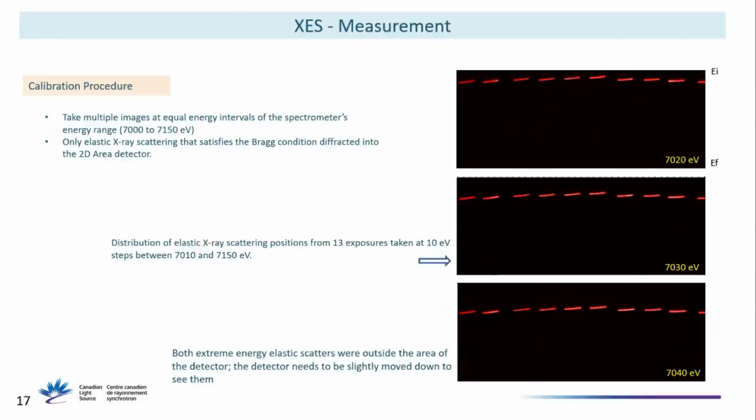To do the energy calibration, we need to tune the beamline across the range of the spectrometer, from 7,000 to 7,150. We take snapshots at each energy, with about 10 eV difference, so 15 images. We can also take 5 eV steps. We just tune the beam to 7,000 and take a snapshot, and then go up to 7,150, so you end up with 15 images. As you can see, at 7,020 and 7,040 the reflections keep moving down as the energy changes. Once you have that, we can easily do the calibration.